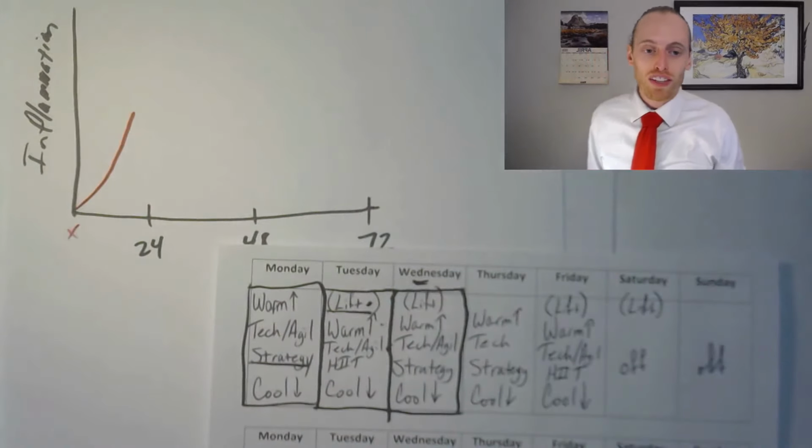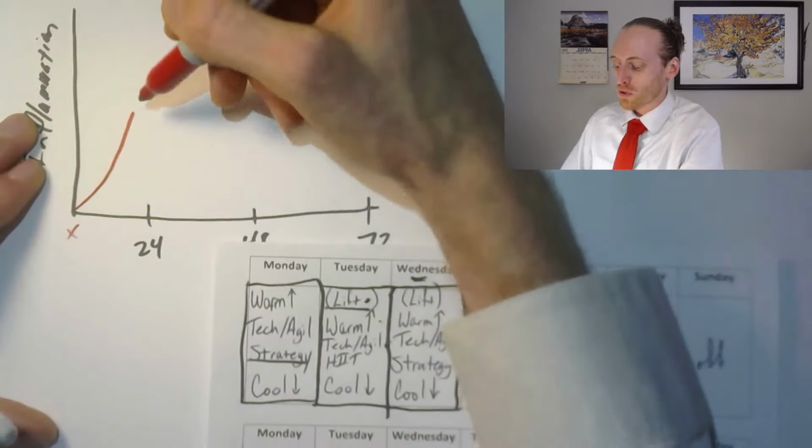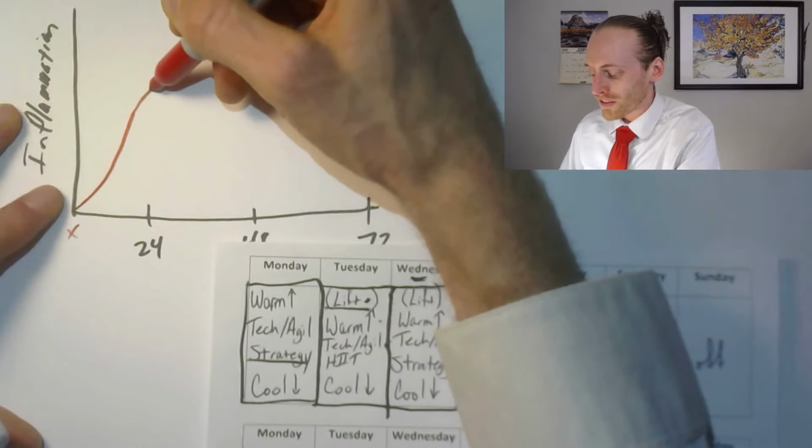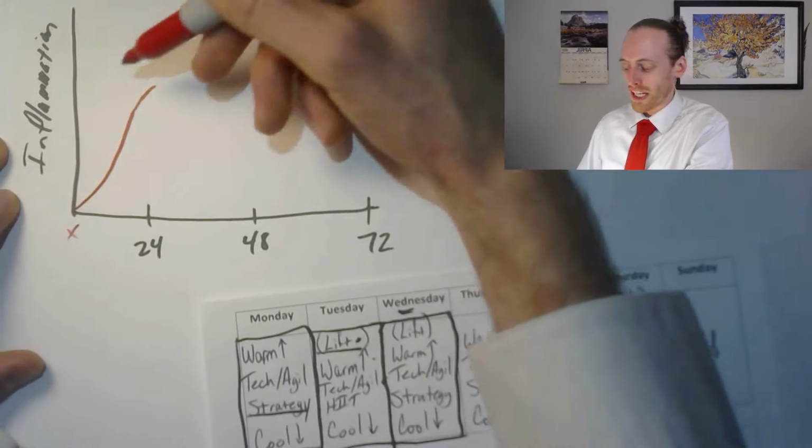And if you've noticed, you typically get sore about 24 hours after your workout. That's because that's where inflammation is typically peaking in most people, around 24 hours. As you get older, it's going to build more slowly and it might peak around 48 hours.